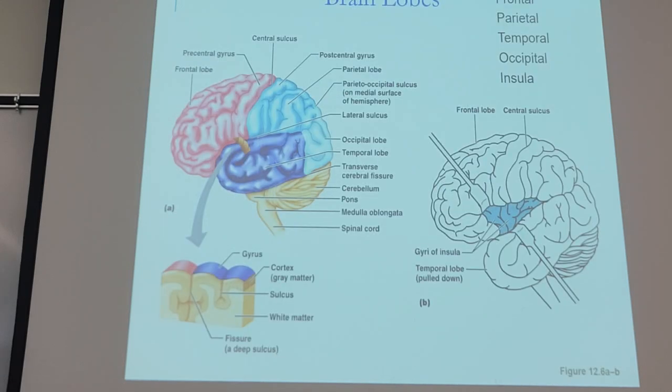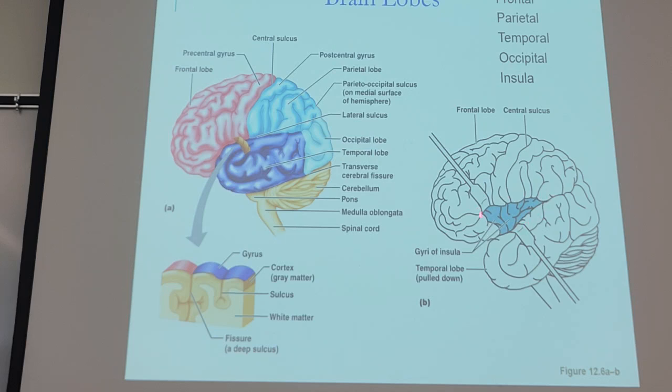So let's talk about the lobes. We've looked at these in lab. They're located just below the skull bones that sit right on top of them. So frontal, parietal, temporal, occipital. And the one lobe we didn't talk about, but we need to be aware of, is called the insula.